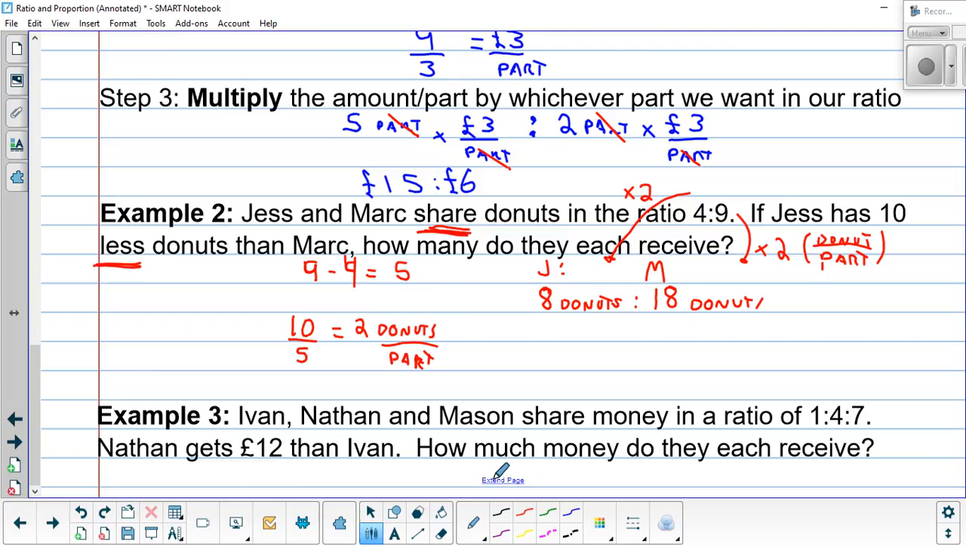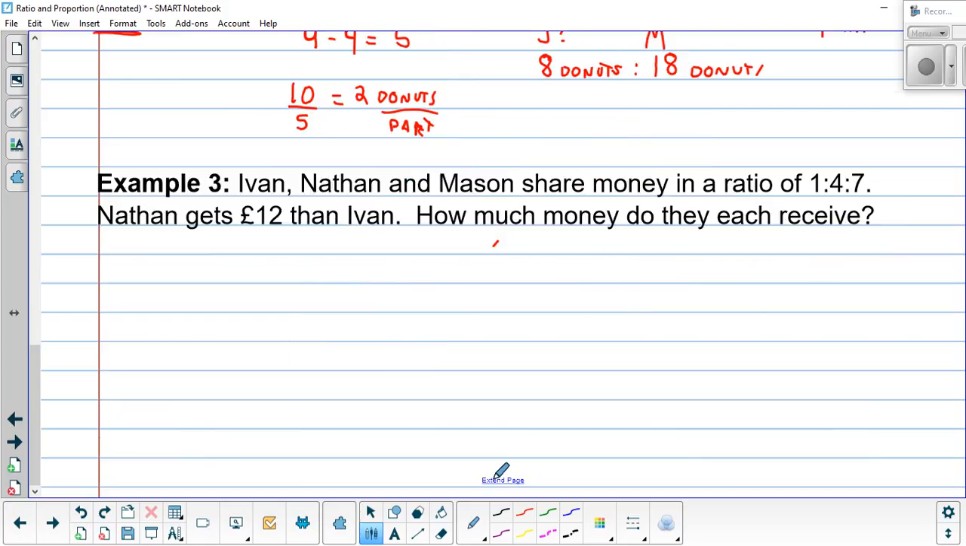And lastly, Ivan, Nathan, and Mason share money in the ratio 1 to 4 to 7. They're not really good sharers, but that's no skin off our backs. So Nathan gets 12 pounds more than Ivan. So just because there's 3 people here, I'm going to put them above our ratio in our question so I can remember what I'm actually going to subtract. So Ivan and Nathan are the ones we're interested in. That's 4 and 1.